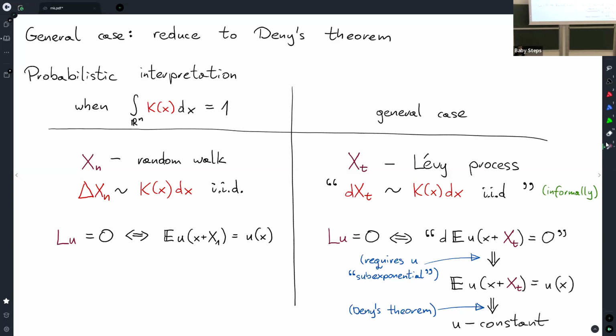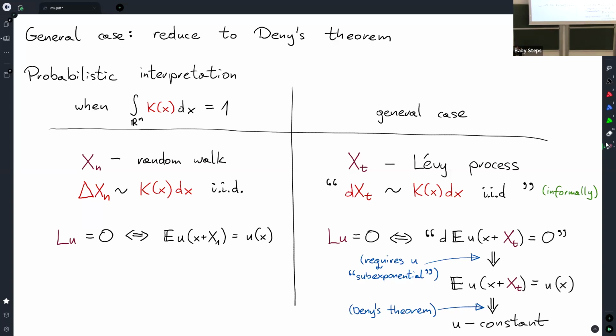Once you have this upper implication, the problem is that while Lu can be well defined, the expectation of u of x plus capital X_t may be infinite. That happens if, for example, that kernel K is compactly supported, if it's concentrated on a ball, like in the example that we considered before. Well, this is a finite mass case for which we could apply the Deny theorem directly.